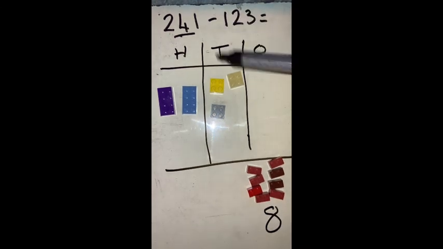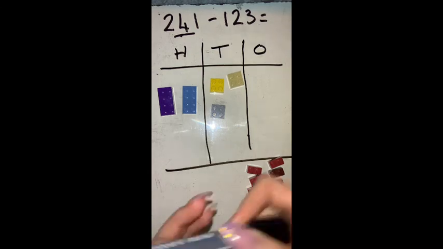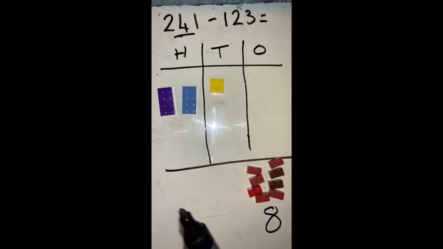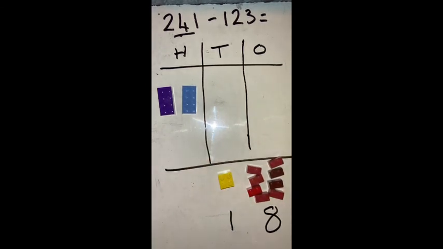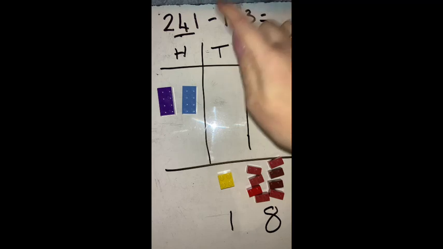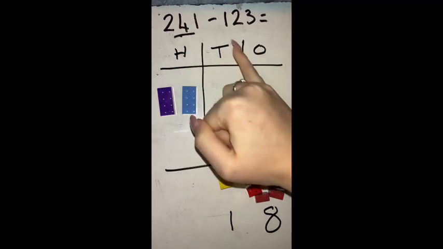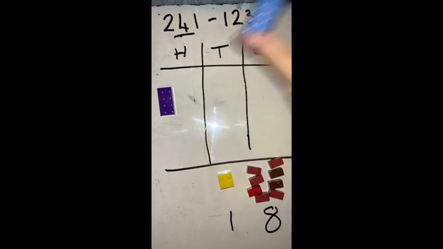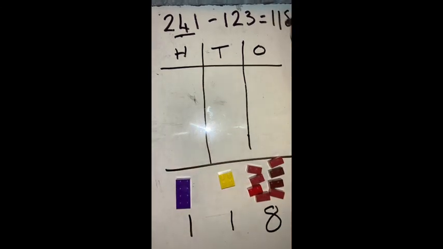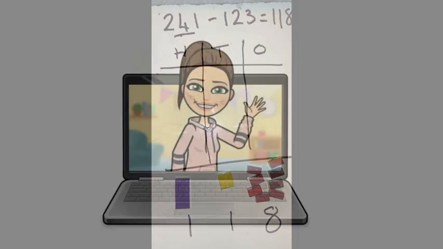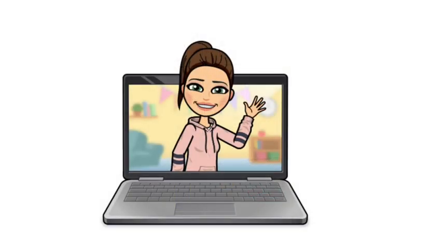I then need to jump across to my tens column. I need to subtract 2. I can do that. 1, 2, and I'm going to put what I've got left down here, which is 1 ten left. And then I've got 2 hundreds here. I need to take 100 away. I've done that, and I'm left with 1. That leaves me with the answer 118. So hopefully that was helpful to you.